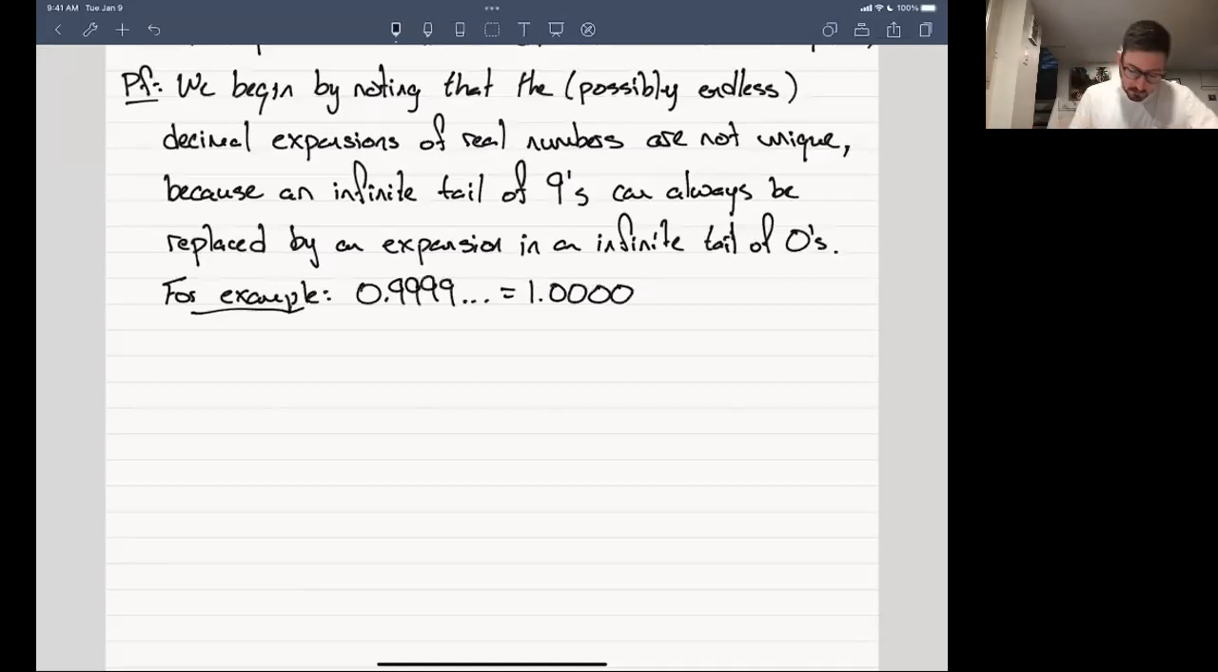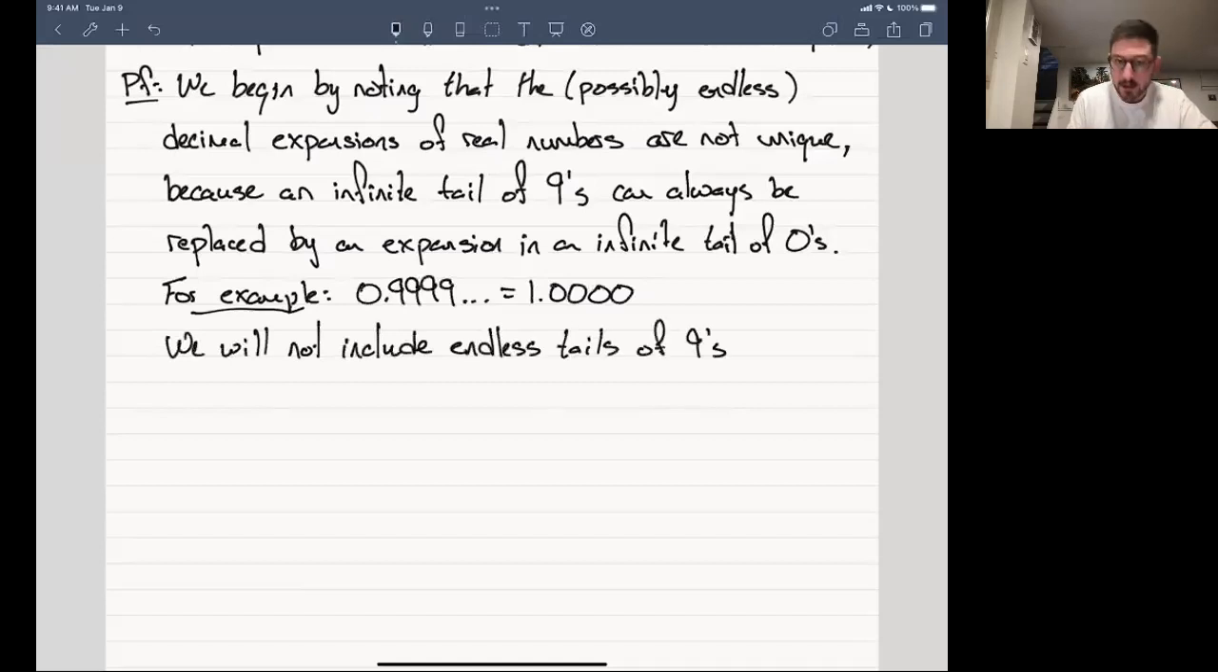Now, moreover, every infinite decimal expansion. So wait, sorry, I should conclude that. We will not include endless tails of 9. Okay, so I want to get this out right here. So you're not allowed to give me a number that ends in nines. I'm going to turn that into the one that ends in zeros.